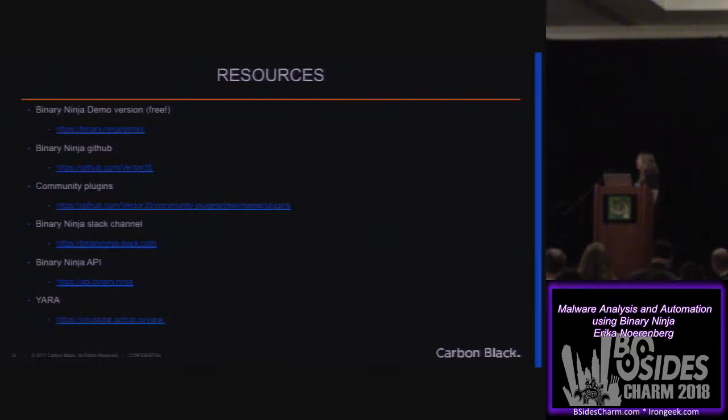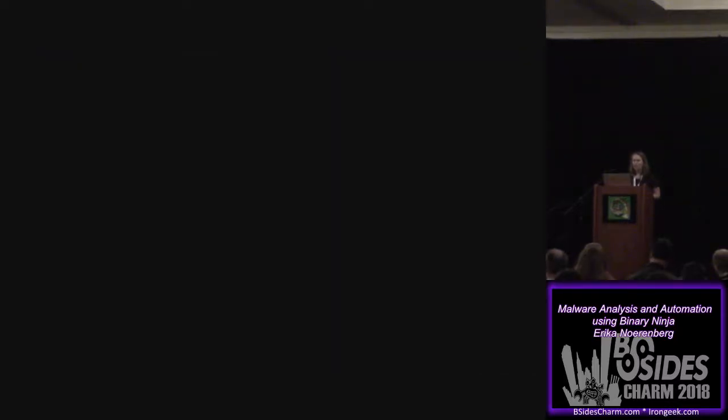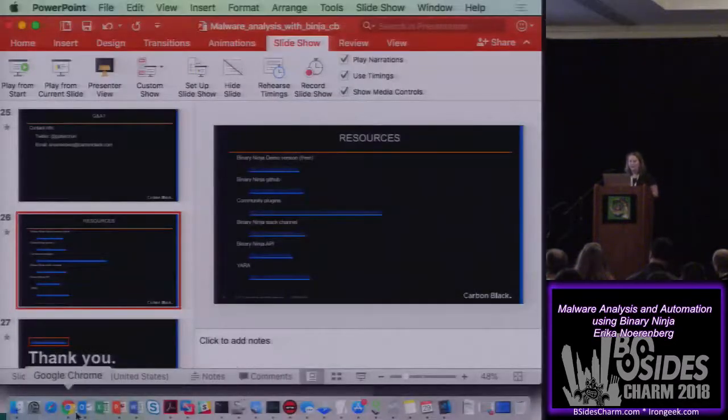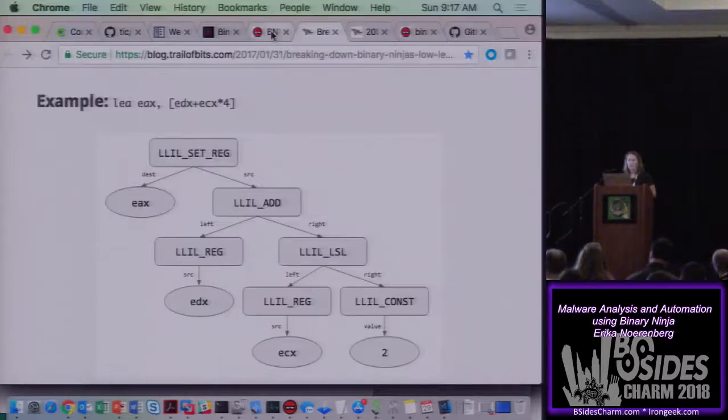The community plugins are on Vector35's GitHub, so it's github.com/Vector35. That's where you'll find the GitHub and the community plugins and all that. A lot of this code is actually open source. So if you go to the, let's go back here. I don't have internet access, but I did load this beforehand.